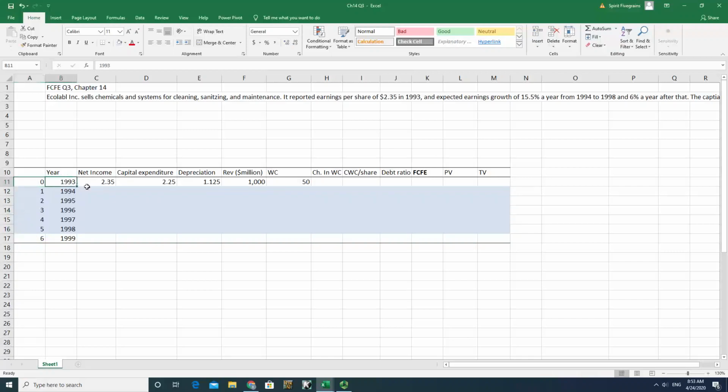The 1993 is year 0, and we have basic information here: net income, capital expenditure, depreciation, as well as revenue. I can calculate the working capital in 1993. That is 5% of 1 billion, which is 15 million US dollars. But what I need is not a working capital number, but the change in working capital, or change in working capital per share, because the calculations here are all on a per share basis.